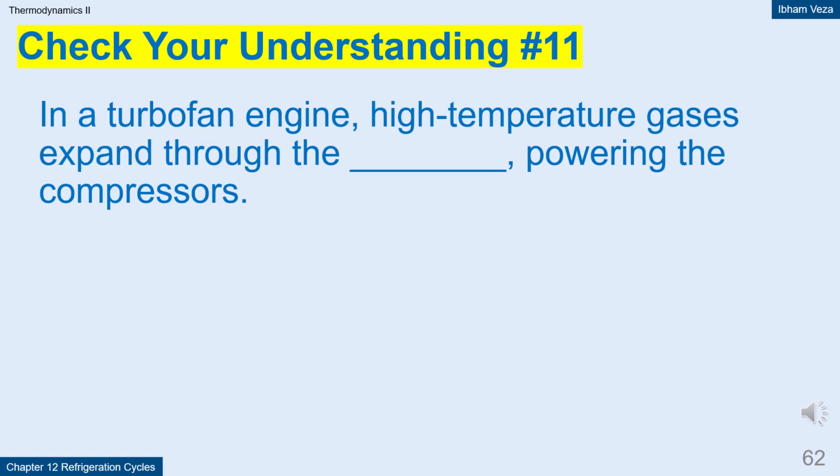Check your understanding. Number 11. This question reinforces that high-temperature gases expand through the turbine. The energy from this process is used to drive the compressors. Without the turbine, the airflow cannot be maintained. This shows that the turbine is a key component in sustaining the cycle. This understanding is important before discussing larger engine configurations.